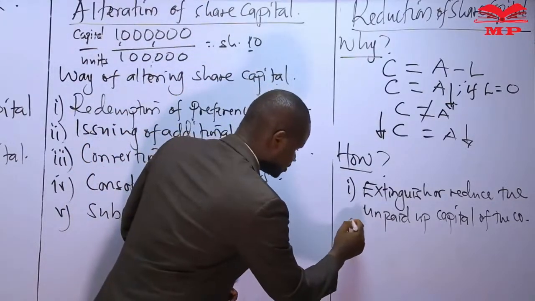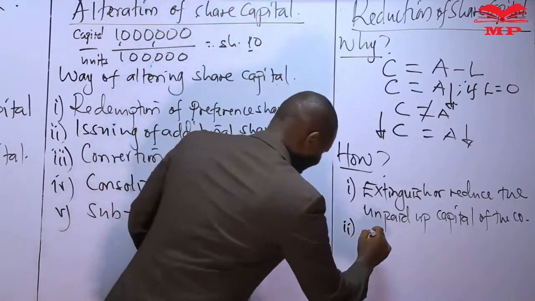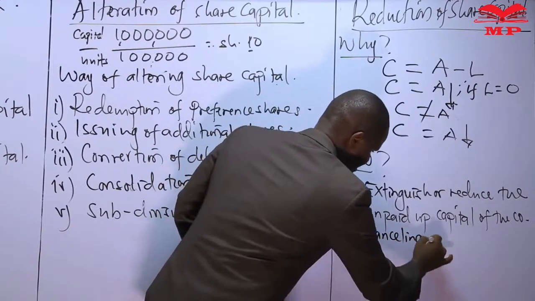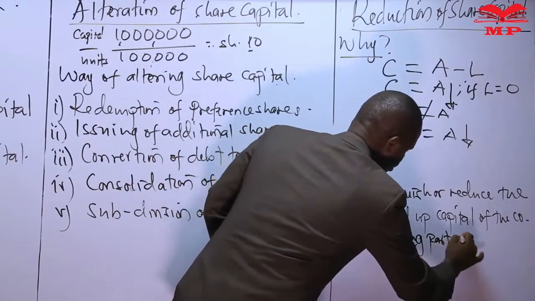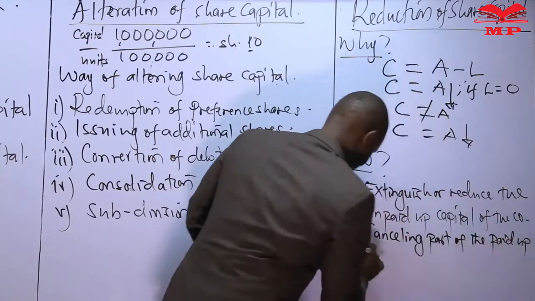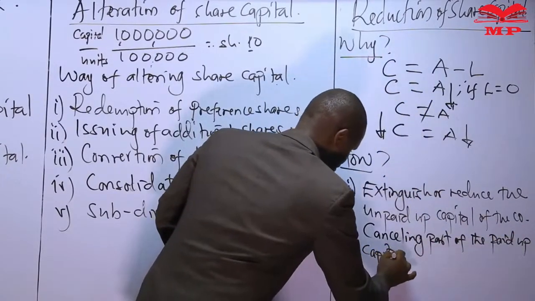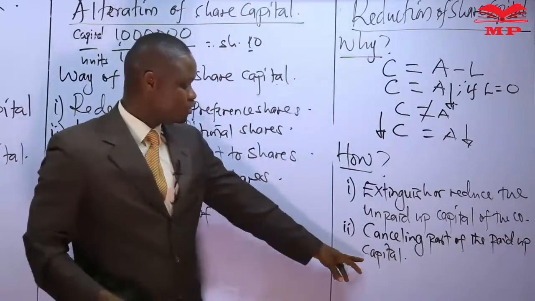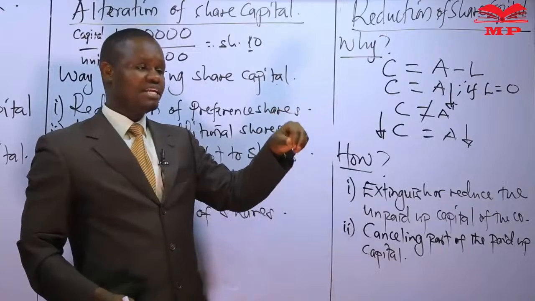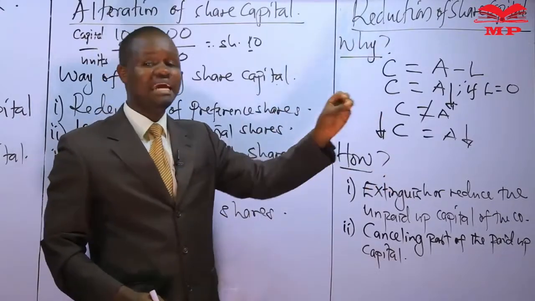We also have other possibilities where the company cancels part of the paid up capital. Cancelling part of the paid up capital. This would be in the event where we do not have unpaid up capital, that the company's called up capital has also been paid up.